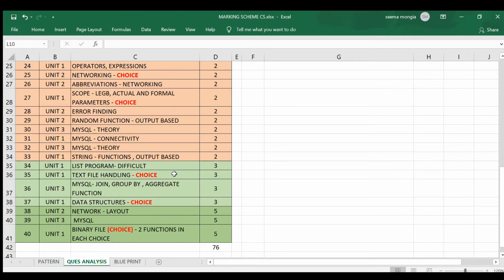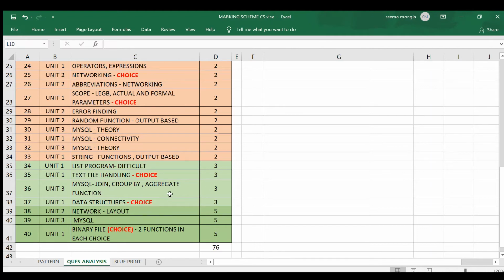It is very specifically mentioned over here that all these 4 questions are compulsory. For example, one question will be from list programs, and that program will be at a higher difficulty level. It will not be a very easy question, so a lot of practice is needed for students to try their hand at difficult portions of list programs. Then the next question is of text file handling with the choice. It will be a 3-marker question.